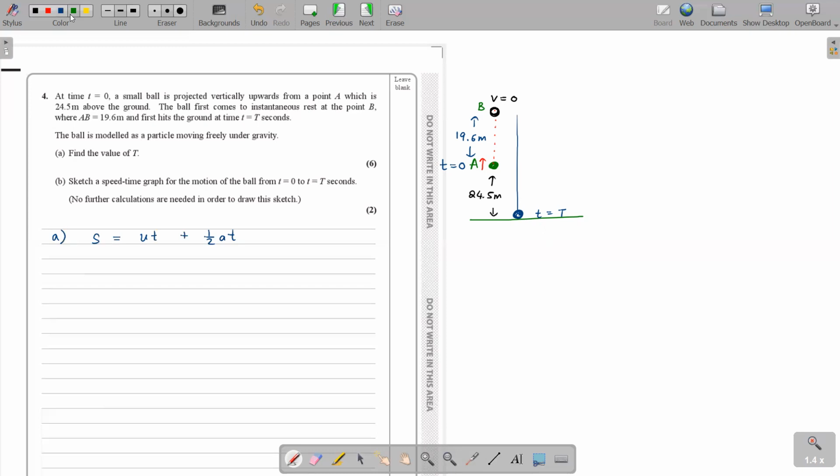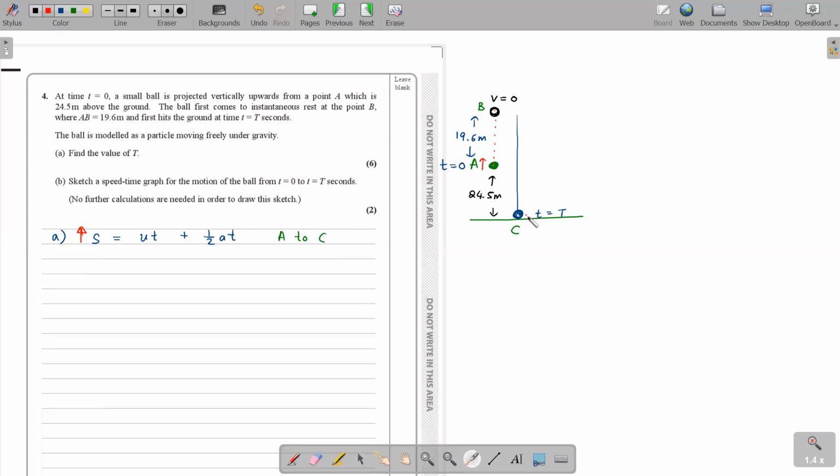So let's say the ball hits the ground at the point C, after A and B. I'm going to use S equals ut plus half a t squared directly from A to C. And which direction do you consider as positive? It's entirely up to you. If you consider upwards as positive, then from A to C, what's the displacement?